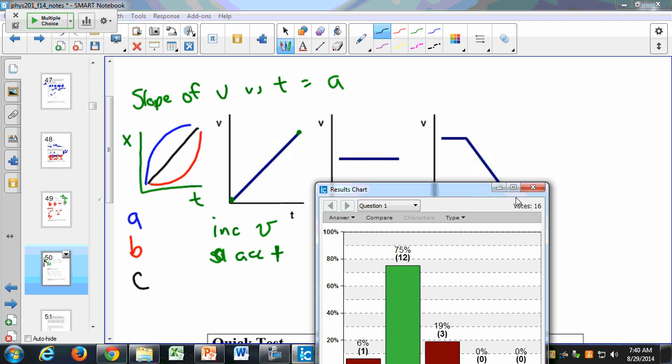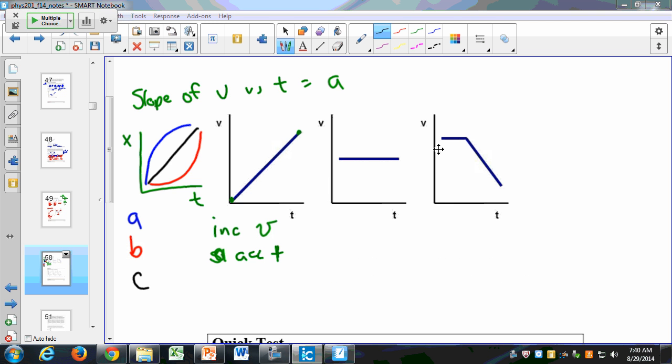So B is the right answer. It is the red line because I have initially a small positive slope, and then that slope gradually gets more and more positive, increasing. And that's what's happening in this graph. All right, what about this one?